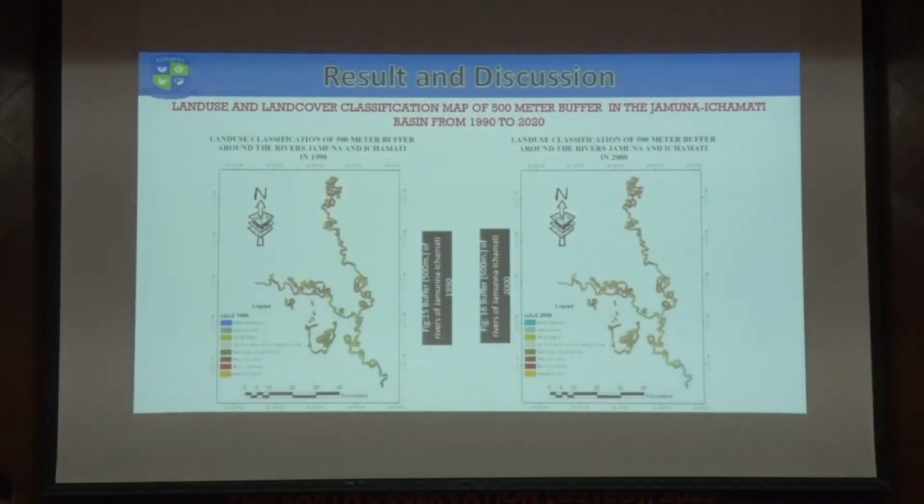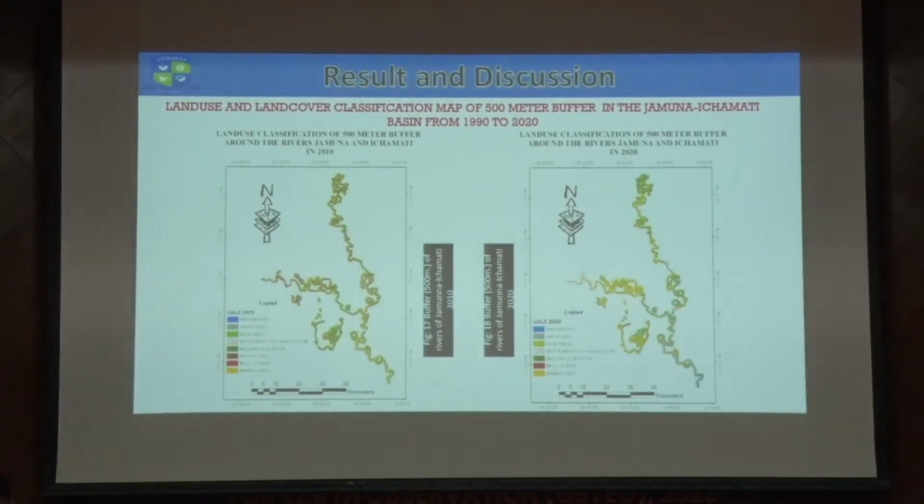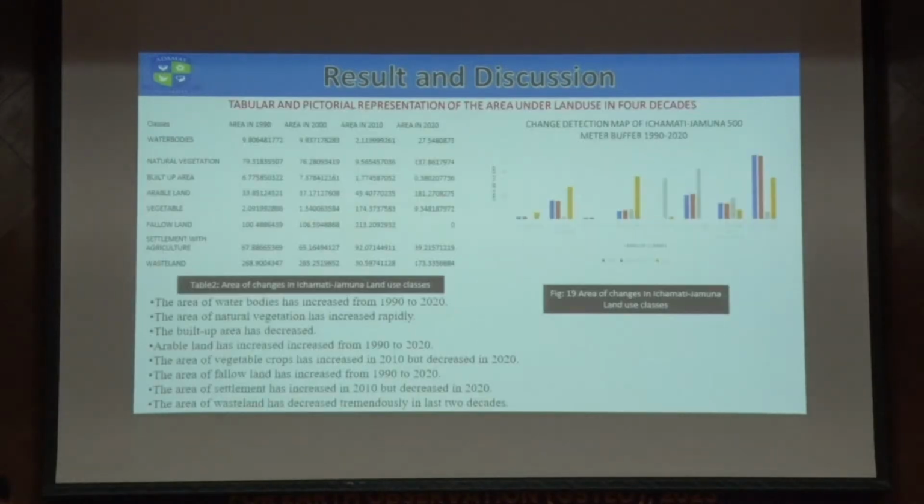And this is a map of the land use land cover buffer map of Jamuna and Ichamati, 1990, 2000, 2010 and 2020. And this is a statistical presentation and the bar diagram, which shows that the area of the water body has increased from 1990 to 2020. The area of natural vegetation also rapidly increased, and the arable land has increased from 1990 to 2020.